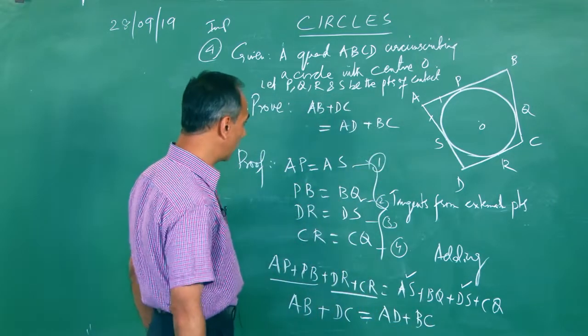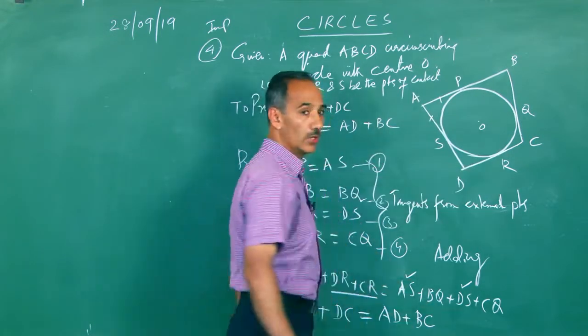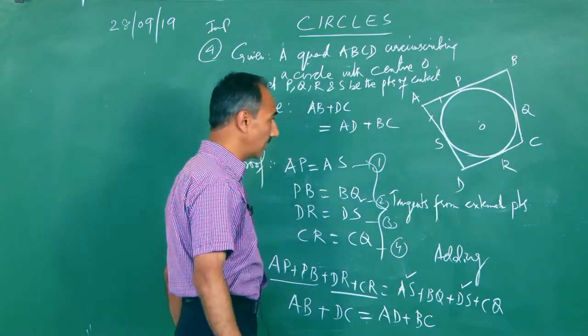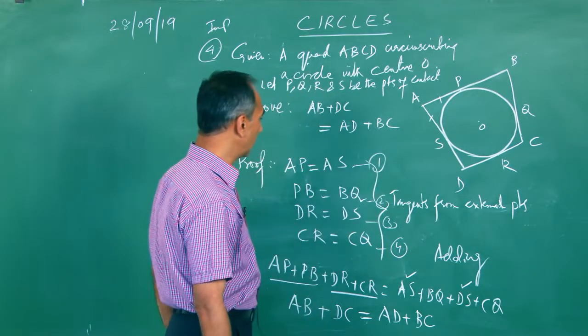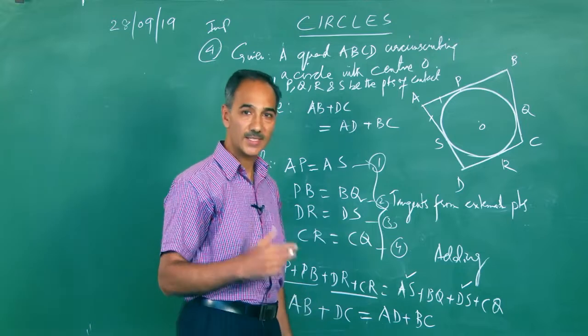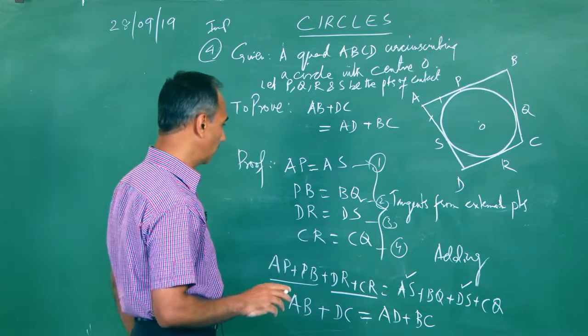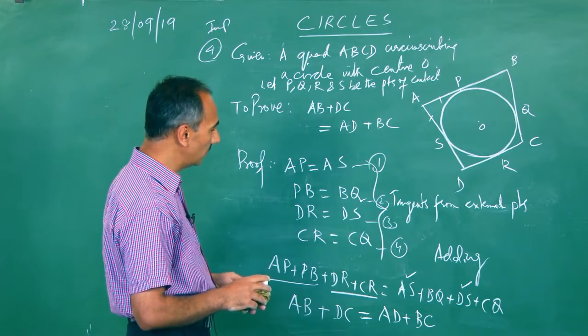So we have proved that the sum of these two sides of the quadrilateral that circumscribes the circle is equal to the sum of the other two sides. So we have applied the tangent segment theorem to this sum. And we'll move on to the next sum, my dear friends.